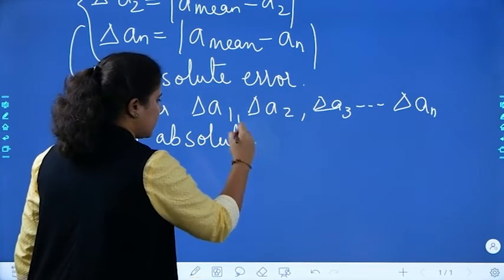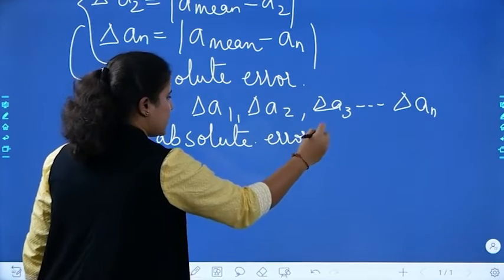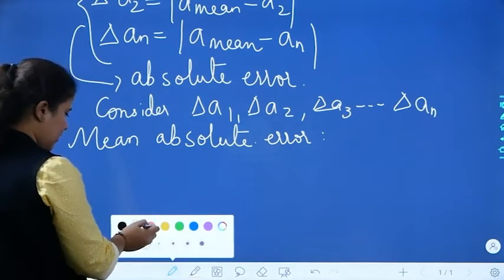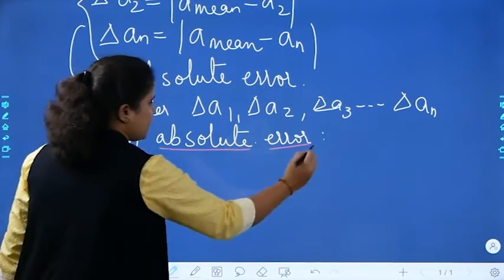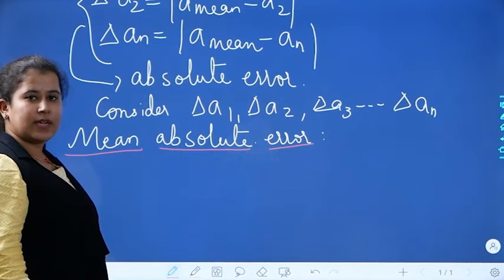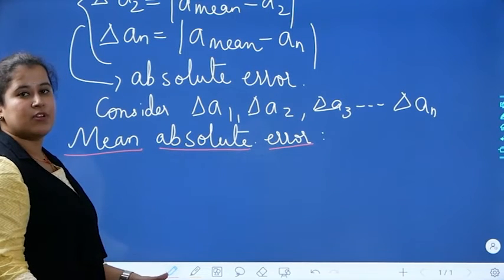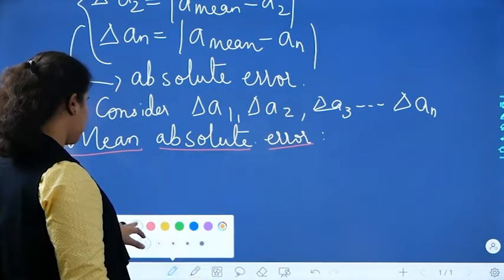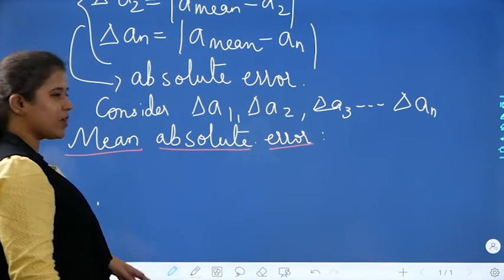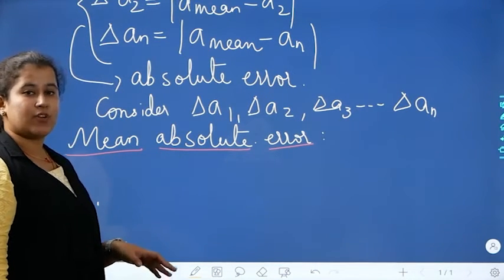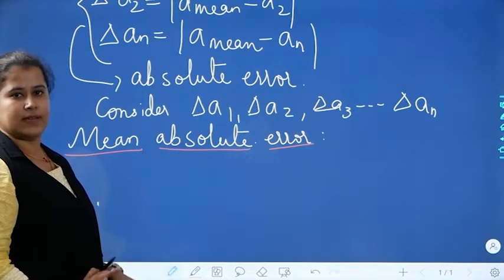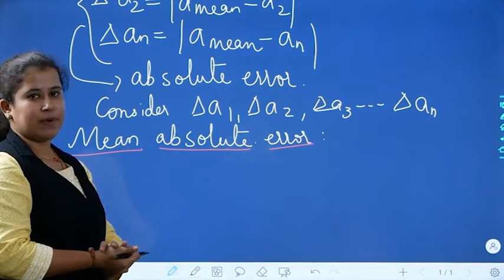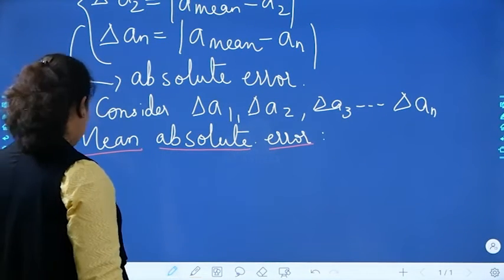Mean absolute error it is called. So what is it? It is nothing but the mean absolute error. Okay, so what is mean absolute error? It is nothing but the mean of the absolute errors what you have got. Okay, so what is the use of this? The use of this is you will get exactly what will be the total error in the whole experiment what you are performing. Clear? So mean absolute error is taken.